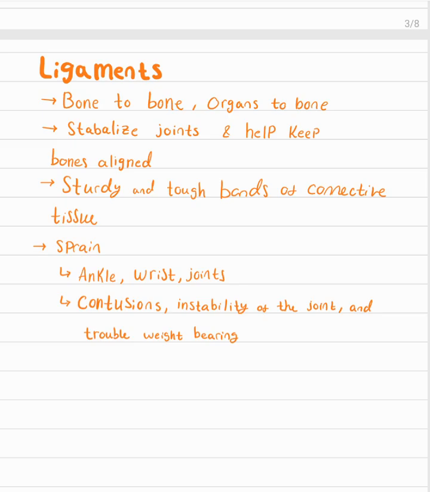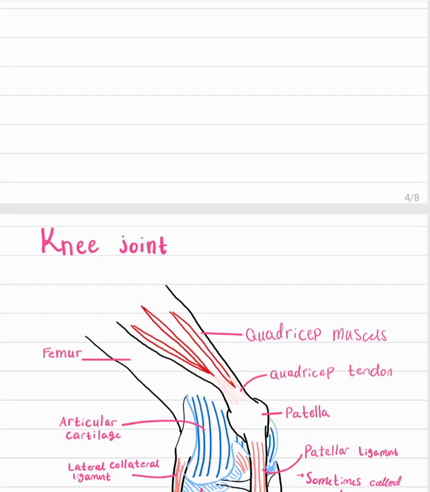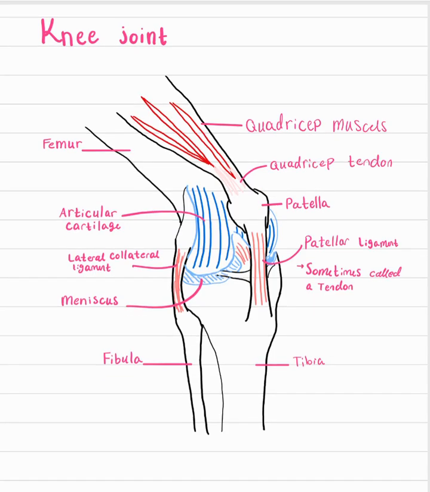You can sprain a ligament. Tendon starts with a T, and strain has a T in it. So then the other one is a ligament sprain. You can sprain your ankle, wrist, and other joints. The symptoms would be bruising, instability of the joint, and trouble weight bearing. But ligaments are super important. You can think of your ACL, MCL, PCL, all the different ligaments in your knee that you can sprain or tear.